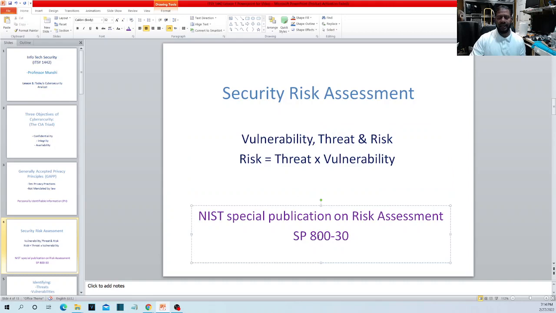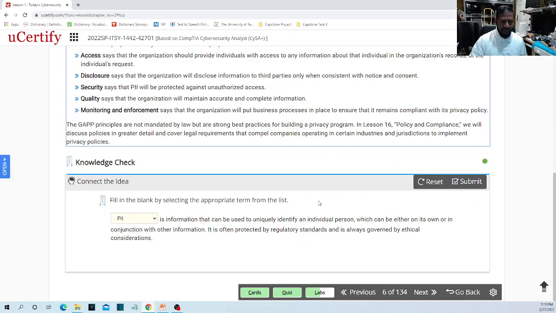And regarding this risk, there is a publication by NIST, National Institute of Standards and Technology. They have publications for all types of cybersecurity and other projects. For cybersecurity, they have many SPs. SP means special publication. 800-30. In this particular publication, they talk about how to assess, how to identify, how to manage the risk. Okay, let's go to the chapter and see where we are at. Okay, good. So go next on that.